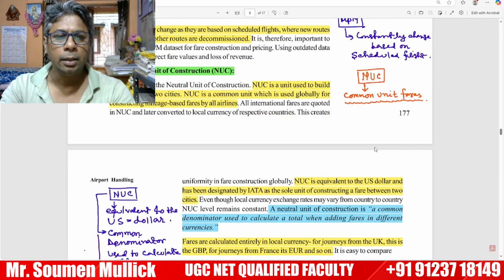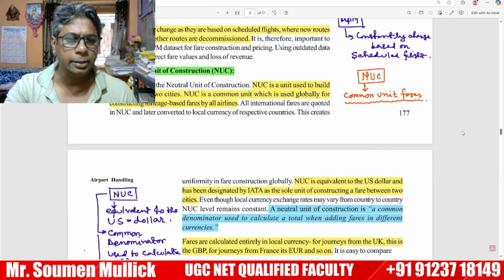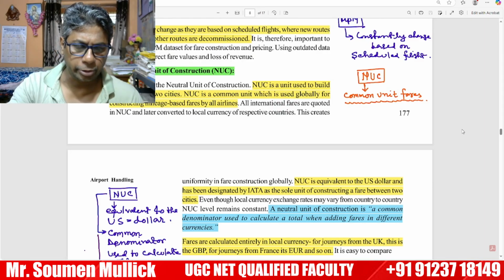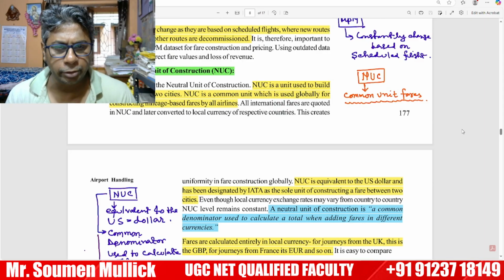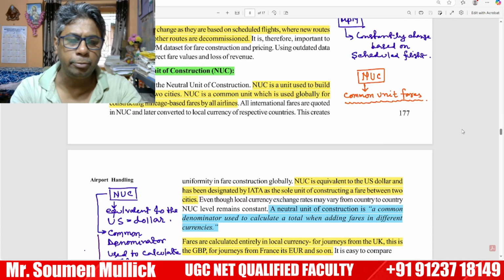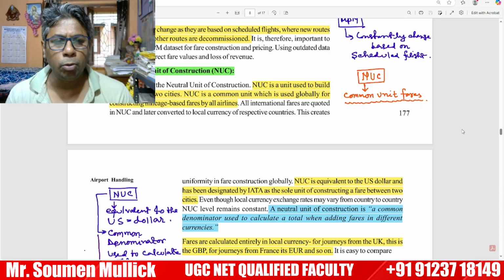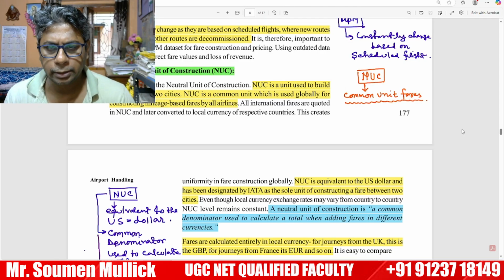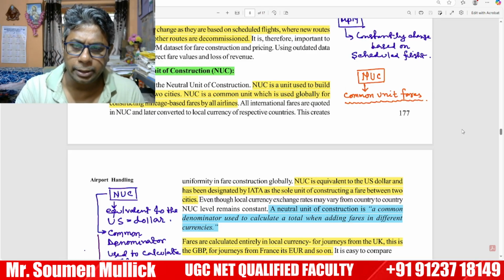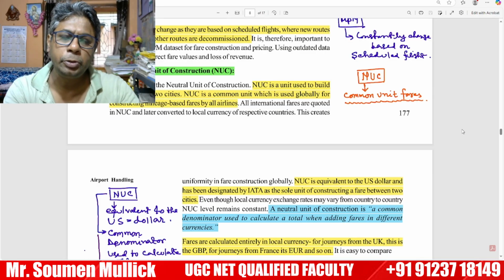Third, we will get the neutral unit of construction or NUC. NUC stands for the neutral unit of construction. NUC is the unit used to build fare between two cities. NUC is a common unit which is used globally for constructing mileage-based fare by all airlines. I repeat again, NUC is a unit used to build fare between two cities.